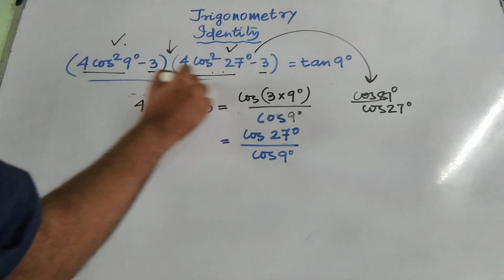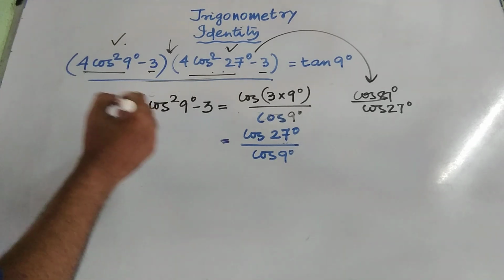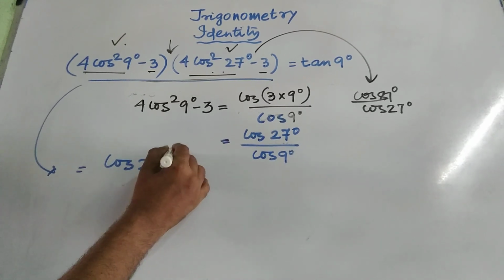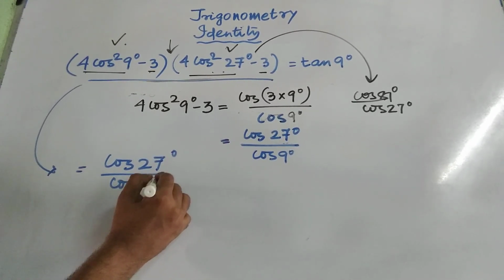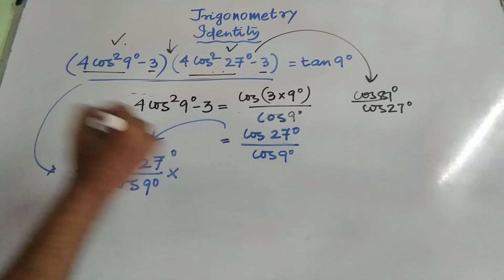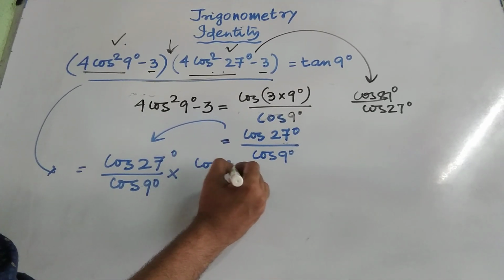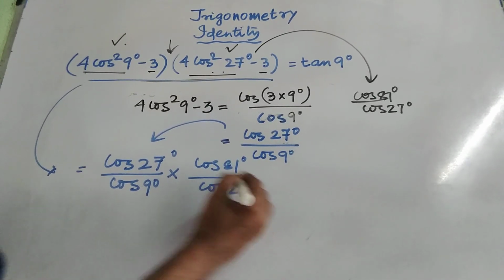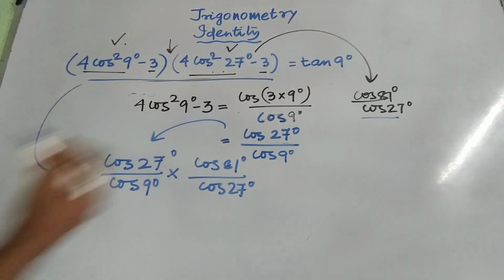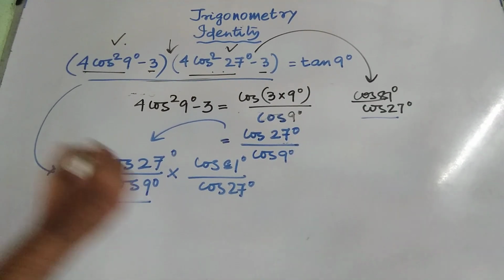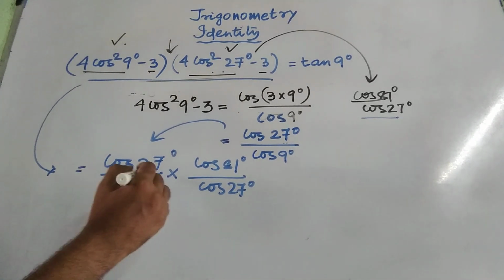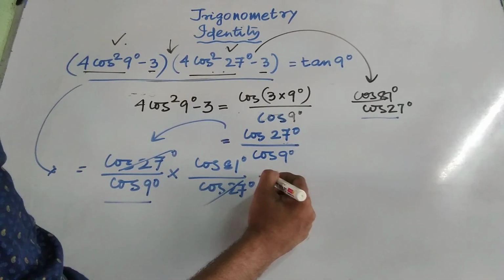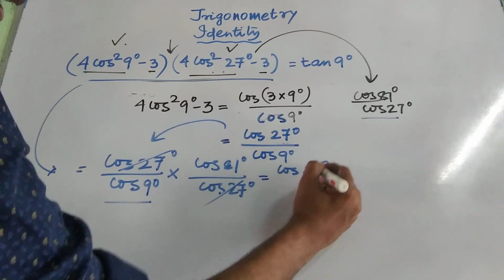So if I multiply these two as per my problem, my main expression becomes cos 27° by cos 9°, which is coming from this step, into cos 81° divided by cos 27°, right? This is the second expression that we have already derived, and this is the first expression we have derived just now. So as cos 27° goes off, it becomes cos 81° divided by cos 9°.